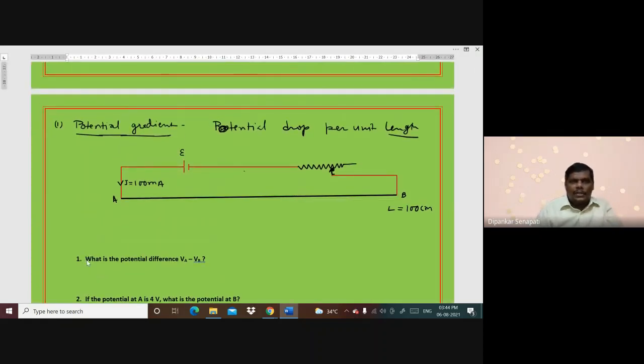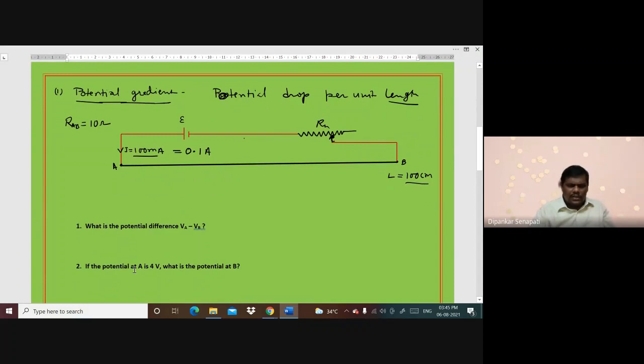See, let me consider a wire AB. AB is a resistance wire having resistance. Let the resistance of the resistance wire AB be equal to 10 ohm. And we allow some current through this wire with the help of this cell and the rheostat RH. Let us allow 100 milliampere current, which is simply equal to 0.1 ampere current. Length of the wire is 100 centimeters. This is given.